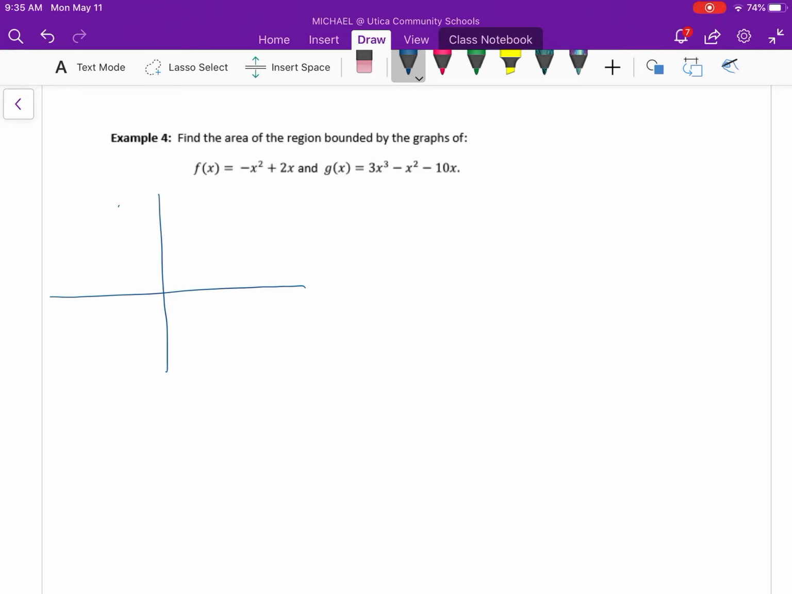Negative x squared plus 2x, that is a parabola that goes through 0 and 2. And then 3x cubed minus x squared minus 10x also goes through 0 and 2, and then also over here.